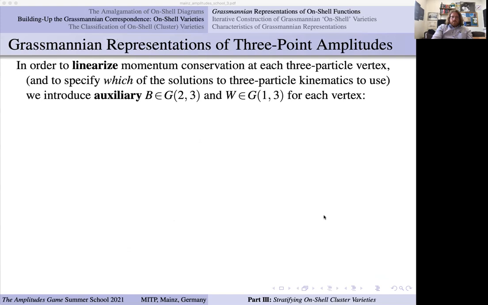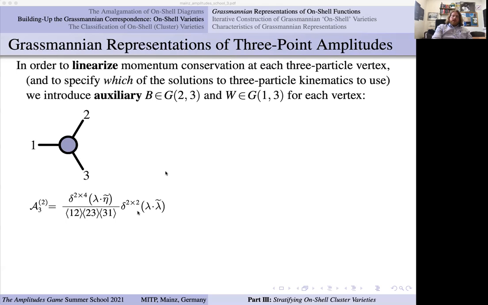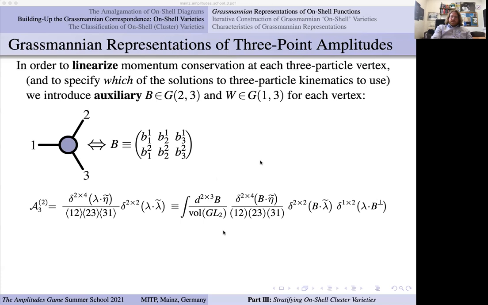In any single diagram, for every single blue vertex, you're going to introduce a little 2x3 matrix called B. And for every white vertex, you're going to introduce a 1x3 matrix called W. And instead of writing this simple formula, which is not that bad, to be honest, we're going to associate this auxiliary thing B with this horrible looking expression. I promise it's not that bad. And it really does simplify work later on.